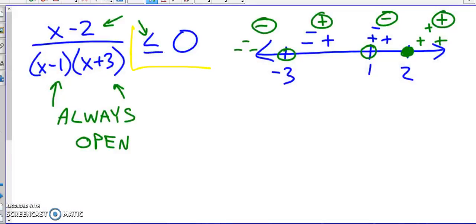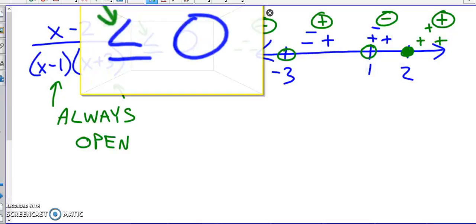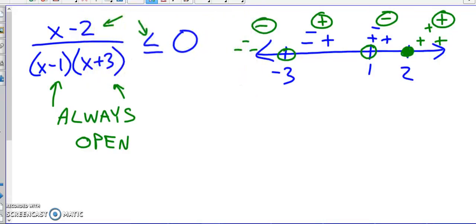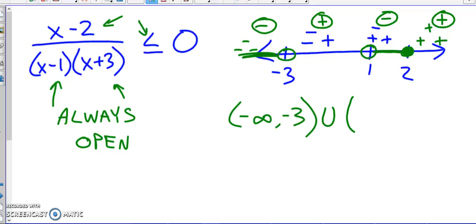Or I guess I could draw a box around it if I wanted to make it big. But anyway, less than or equal to 0 means I want negative. So I want that piece, and I want that piece. So I've got negative infinity to negative 3, union 1 to 2, like so.